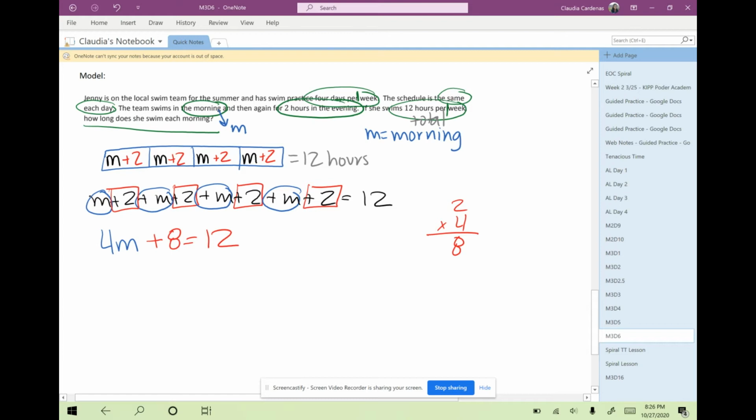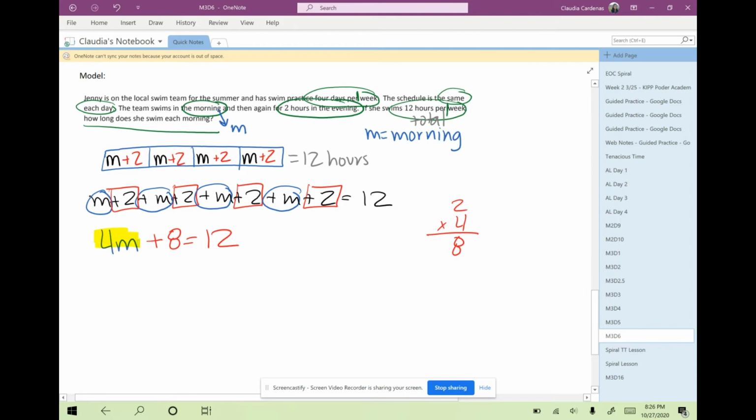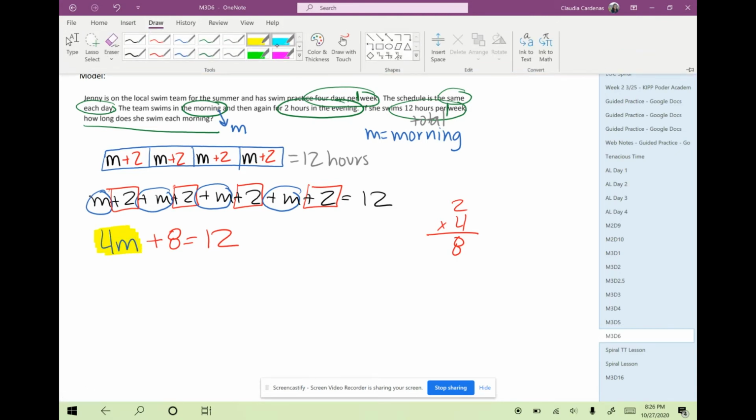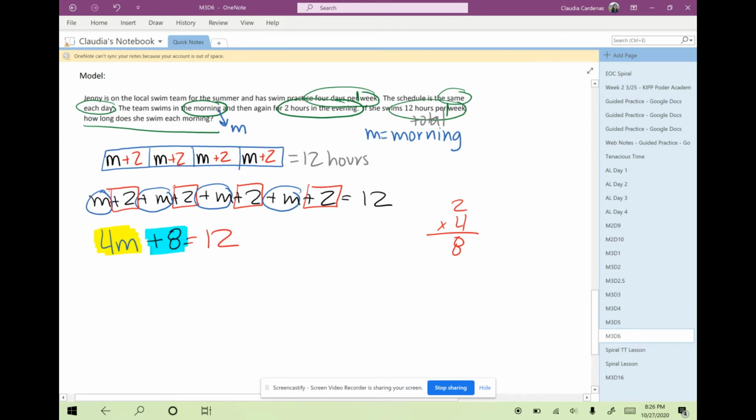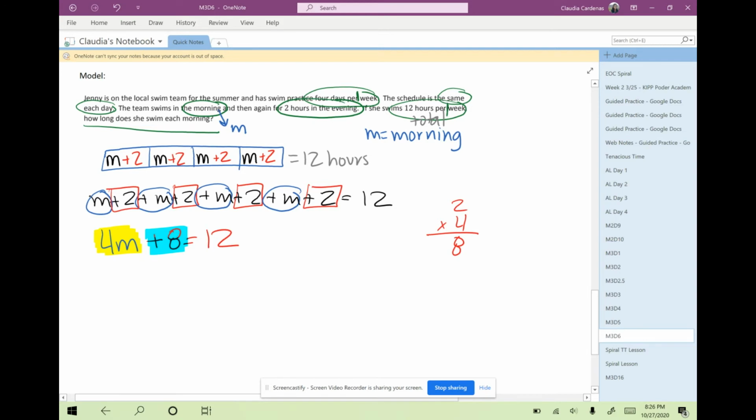All right. Well, I see that this is a two-step equation because there are two operations within this equation. So I'm going to go ahead and highlight. Here is an operation, right? This is showing multiplication, 4m or 4 times m. And then I see addition. So see, here are our two operations. We have the plus 8 as the addition part. We have the 4 times the m, which is the multiplication.